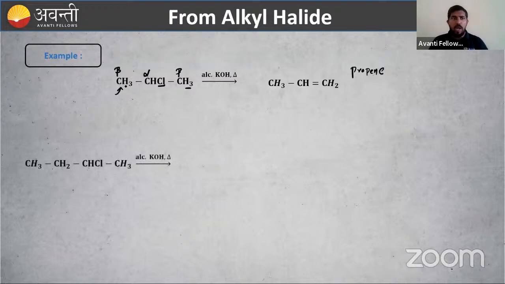Then one more example for you. CH3, CH2, CHCl, CH3 in the presence of alcoholic KOH, that is elimination. Dehydrohalogenation, hydrogen and chlorine we have to remove. So what can we do here? What will be the product obtained here? You can tell me the correct answer in the chat. I'm waiting for your answers.